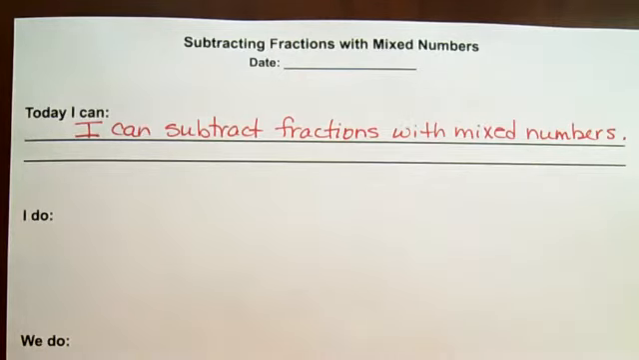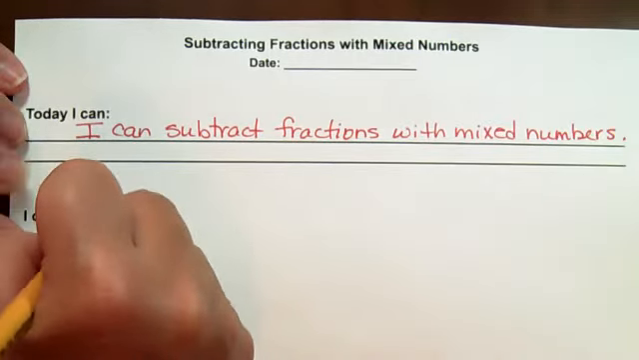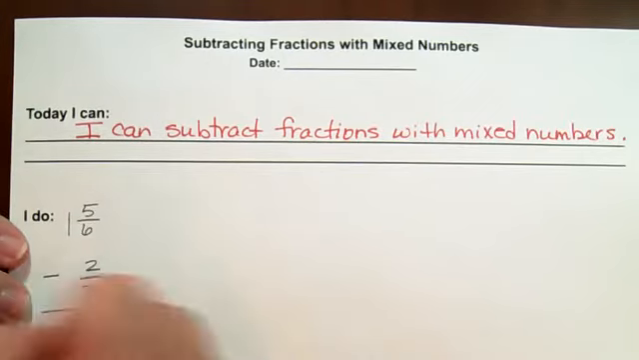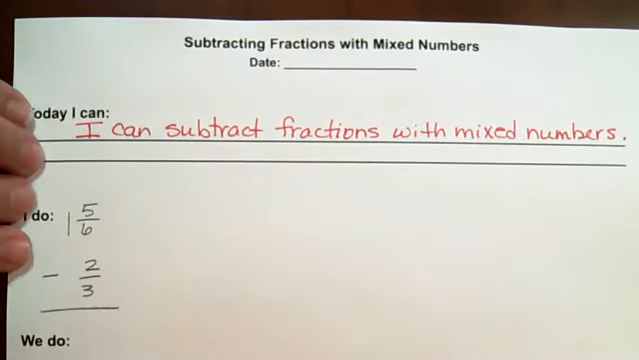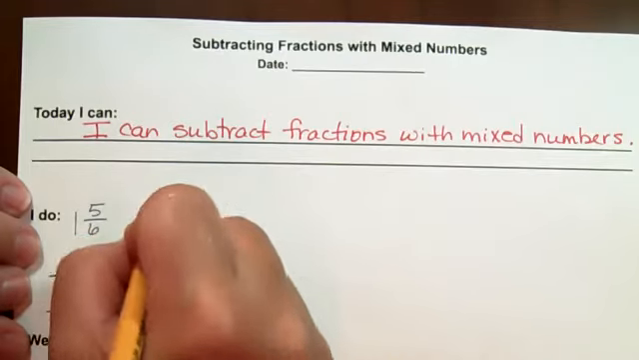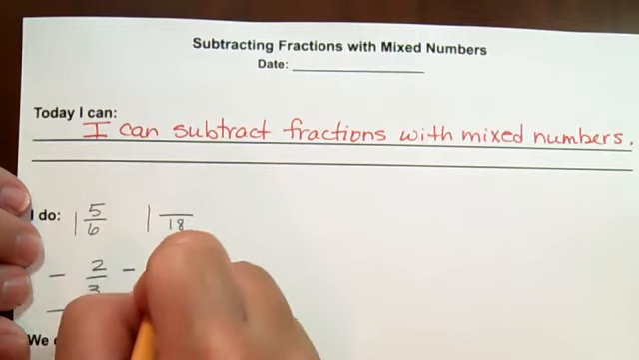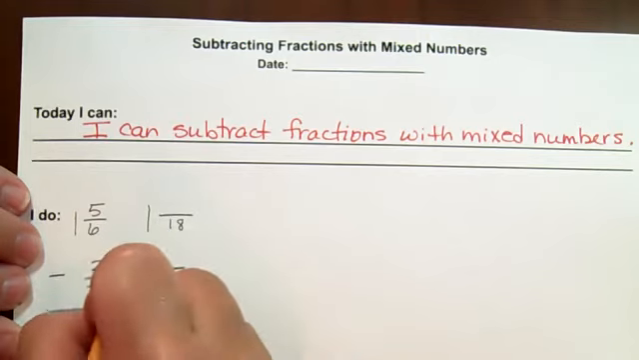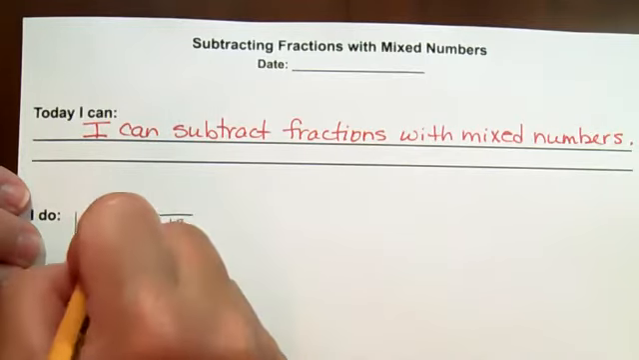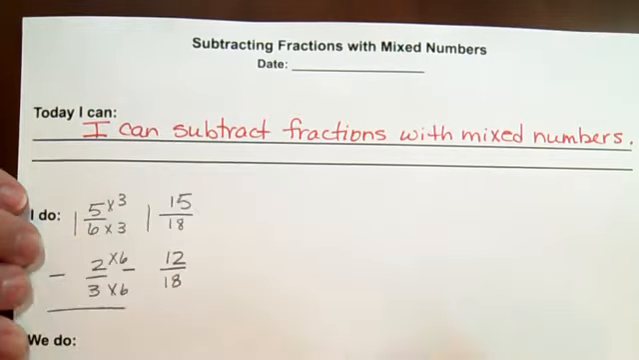All right, our first problem is 1 5/6 minus 2/3. Getting into this a little further, I shouldn't have to do least common multiples. Our common denominator here is going to be 18, because 6 and 3 both go into 18. 3 times 6 is 18. 2 times 6 is 12. 6 times 3 is 18. And 5 times 3 is 15.